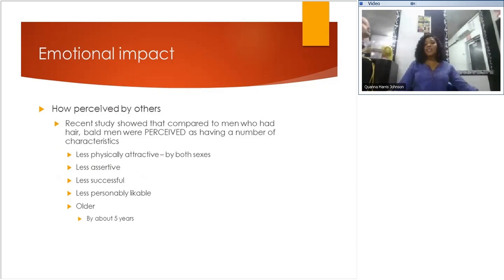Now, hair loss and its emotional impact on clients. Studies have shown that persons with hair loss think that they are less attractive, less assertive, not successful, and that they may not be likable.